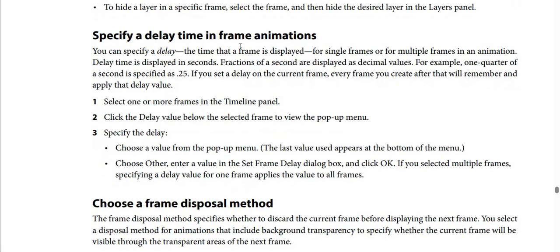We have steps. Step number 1, select one or more frames in the timeline panel. Step number 2, click the delay value below the selected frame to view the pop-up menu. Step number 3, specify the delay, and you should choose a value from the pop-up menu. Then the last value used appears at the bottom of the menu. After that, choose Other and enter a value in the set frame dialog box, and then click OK. And if you selected multiple frames, specifying a delay value for one frame applies the value to all frames.